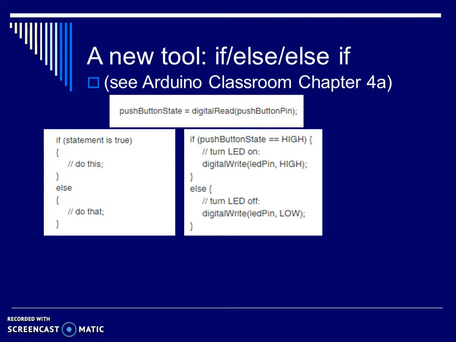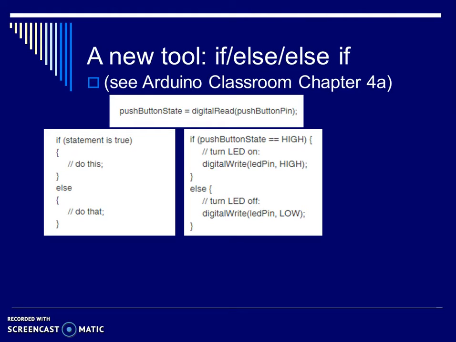So at the Arduino classroom, they did, if the push button state is high, turn the LED on, or if the push button state isn't high, by inference we can say that it must be low, and we'll turn the LED off. Well, that's fine. So what they're really saying is they're matching it to a switch, which of course there's much easier ways to do that.